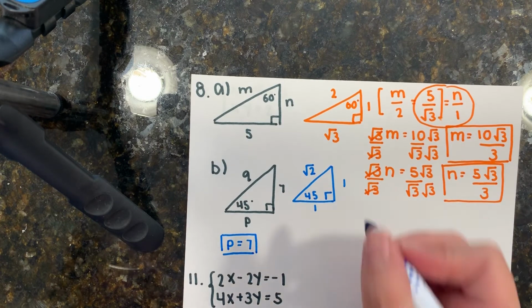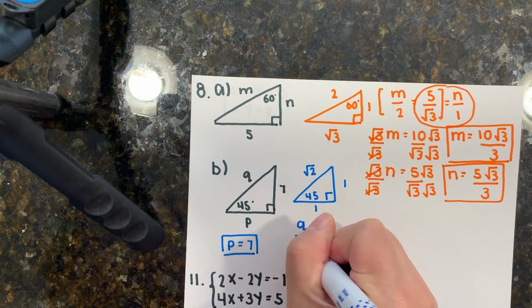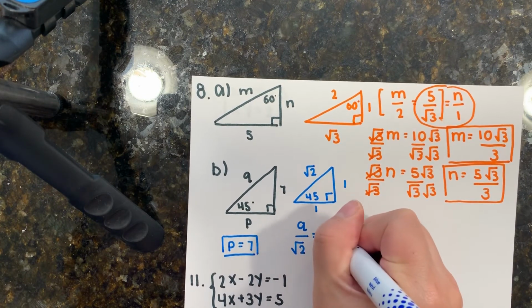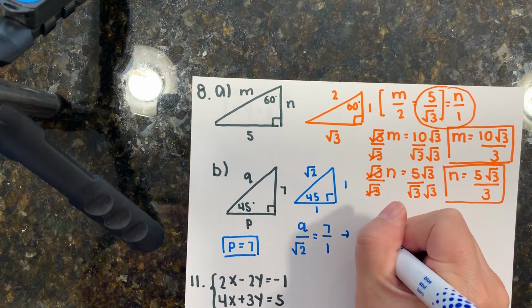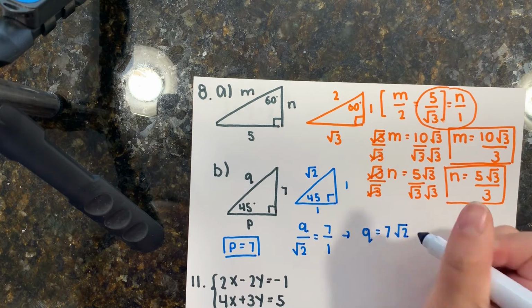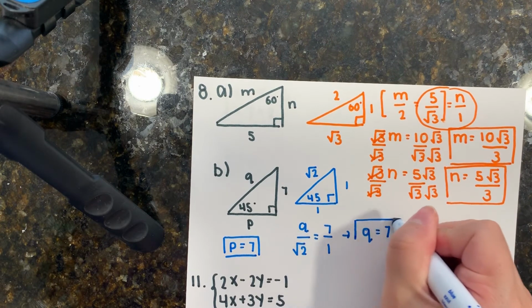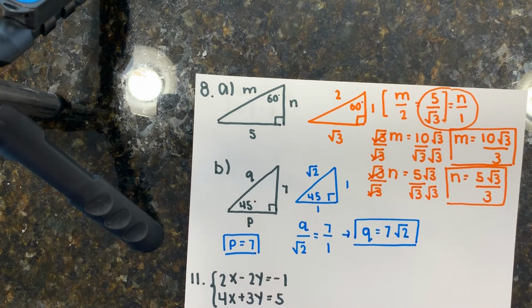Now for Q, I'm going to do Q over root 2 equals 7 over 1. Cross multiply, that would give you Q is equal to 7 square root 2. Okay, so you have to have those triangles memorized in order to do those problems.